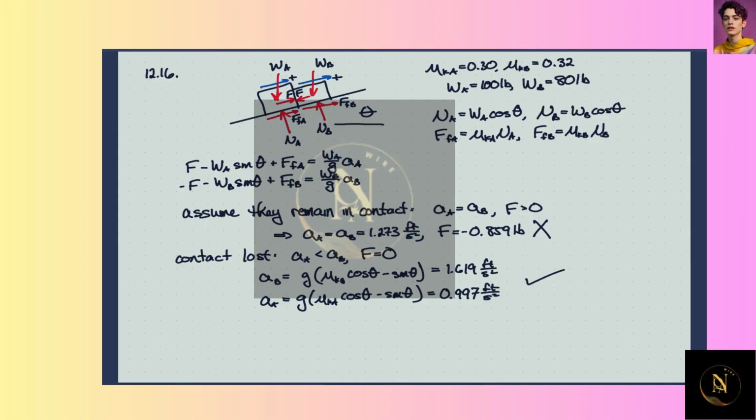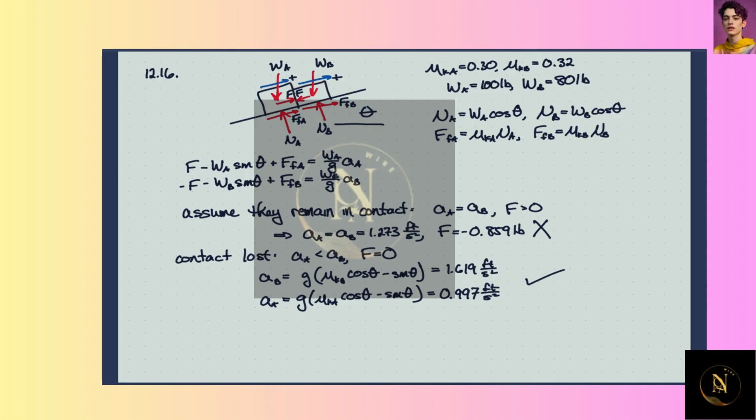Now we assume contact is lost. That means the acceleration of this one has to be less than this one, because these are all trying to be moved up the conveyor belt, and this one needs to be moving faster to keep this separation. And then we also have that the force between them is zero. If they're not in contact, we can look at each one individually.